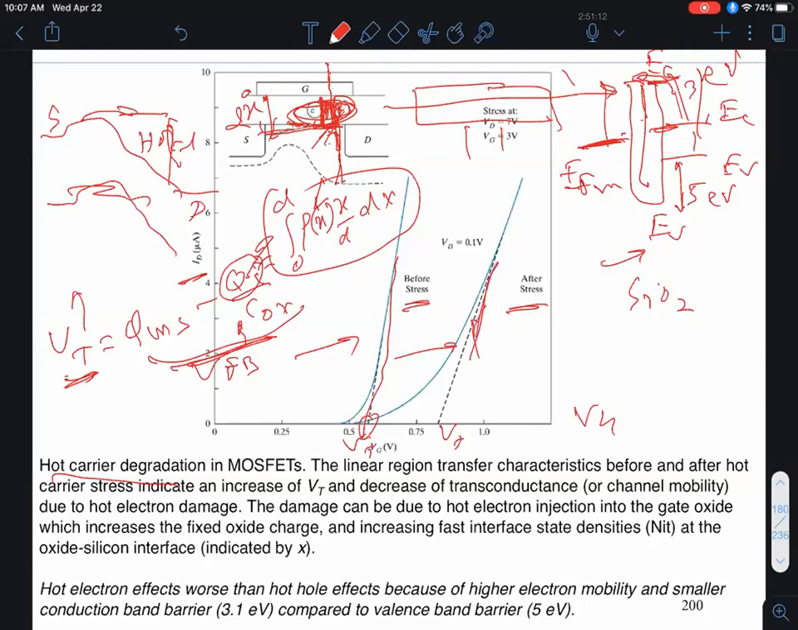You'll also notice that the slope has reduced, okay? So the gain also goes down, and that's because you have more charge carrier scattering. The effective channel mobility also goes down, okay? So these are examples of hot electron damage.